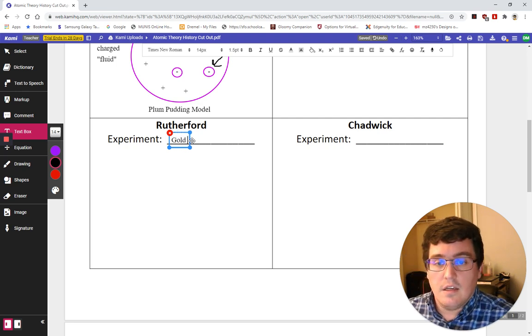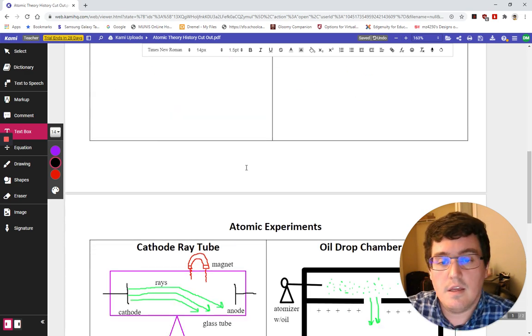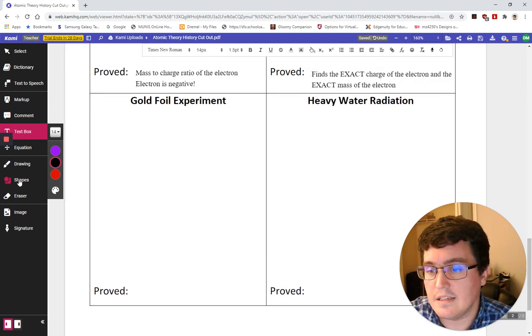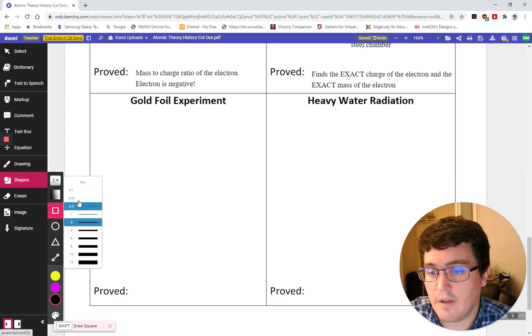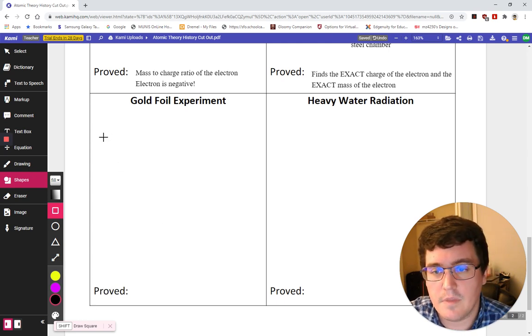He did the gold foil experiment. And the gold foil experiment, if we come down here, looks a little bit like this. We're going to make a shape here. We're going to fill it in. He built a giant lead box. Best color for lead is going to be black here.